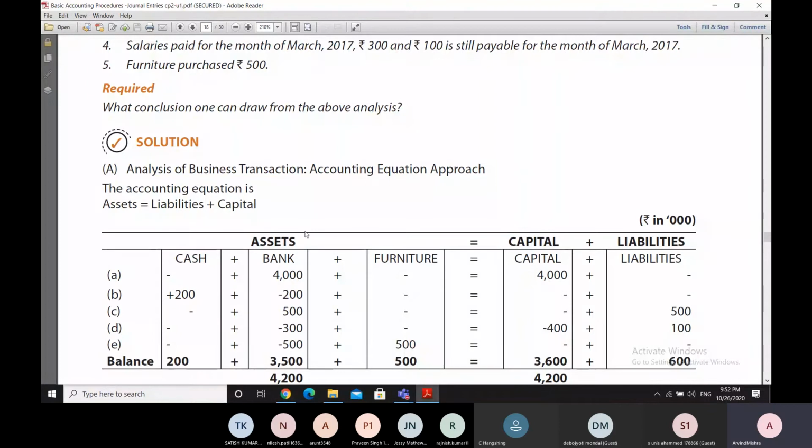As we have seen, under the accounting equation approach, out of the 3 categories, assets, capital and liabilities, 2 will be affected by every transaction, and the effect will be such that on each side of the accounting equation there may be either an increase or a decrease.